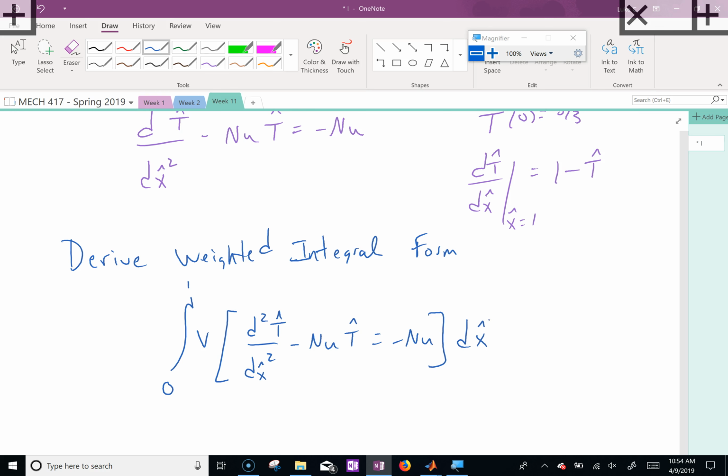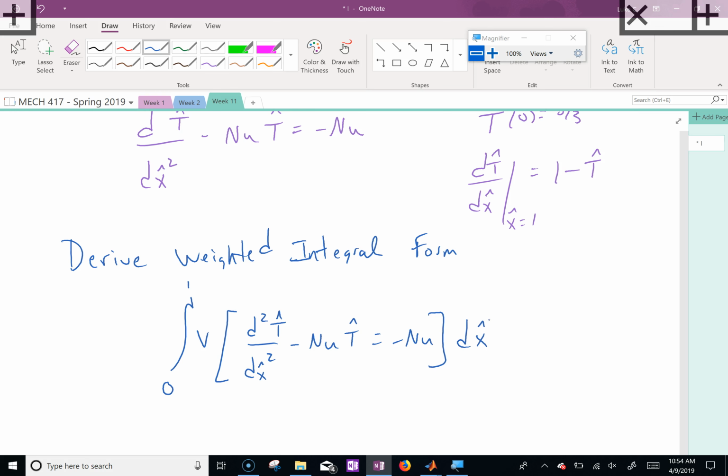You multiply by some function v, and it won't be today, it'll be Thursday when I show you what that function is. It could be linear, quadratic, cubic. And you integrate from 0 to 1. Why we're going from 0 to 1 is because everything's non-dimensionalized now. Everything is from 0 to 1, okay? So it's the same process that we just talked about, and that's where it's applied.